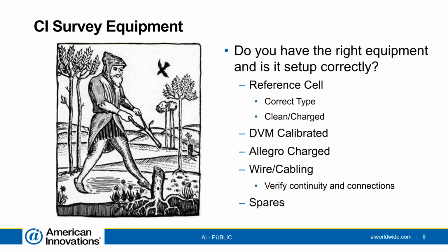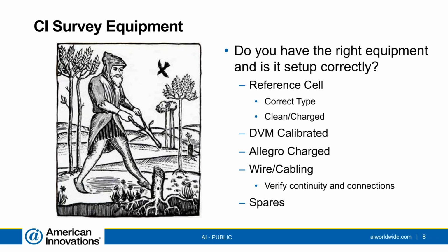CI equipment. Do we have the right equipment, and is everything set up correctly? Reference cell. Do we have the type that we need for the area we're going to be in? Has it been cleaned recently? Is it charged? Something in here as far as having your reference cells charged, or they charge at the same time. Is there a difference between the two reference cells? If you have one good reference cell that's just been cleaned and charged, and you have another reference cell that has been contaminated, you can have a 30 to 40 millivolt difference between the two cells. Can really affect your survey as you're going down the line.